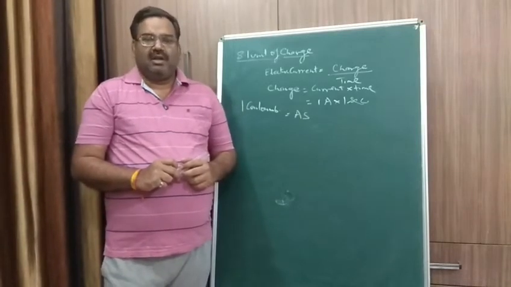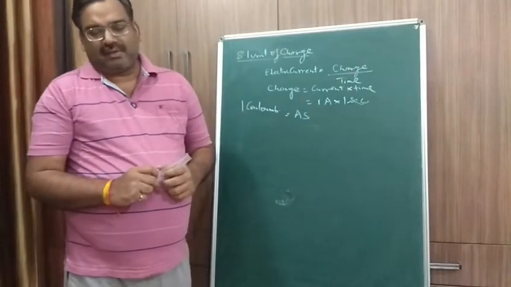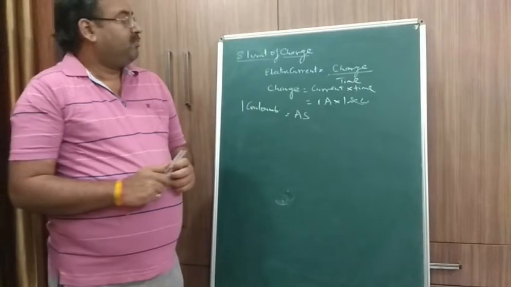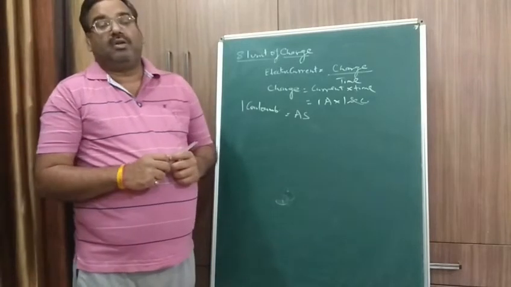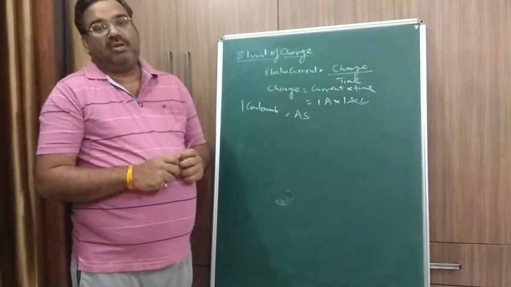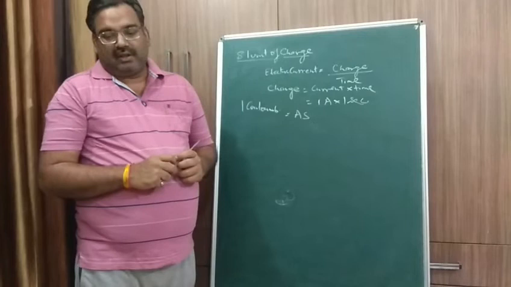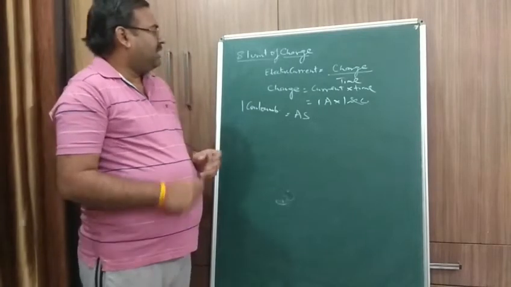These are non-metallic substances. Then that is covalent compounds. Covalent compounds are also bad conductors or insulators. Then we talk about the SI unit of charge.